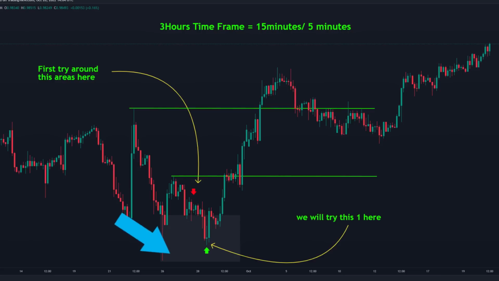As we can see, we have a demand zone here. Guys, this kind of zone will be covered in another video in the future. So from here we will use the lower time frame to find entries while targeting these previous highs.